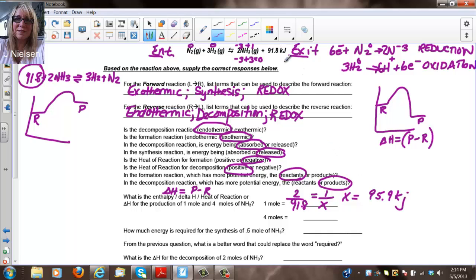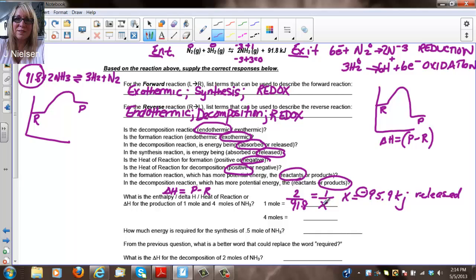Now, remember, this is exothermic, okay? So this is going to be released. So you either have to write the word released, or you need to put the negative sign in front of it, indicating that it's released, because it's not embedded in an equation right here. So either one of those is correct, negative 95.59 or released.